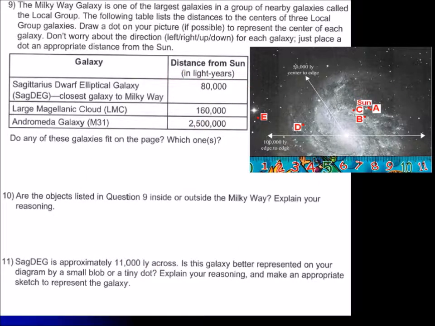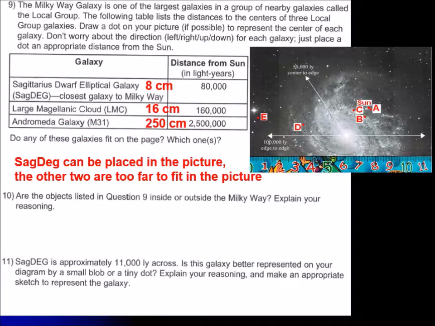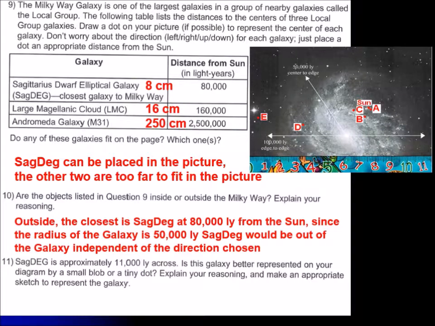So the first question is, do any of these galaxies fit on the page? Which one? Well, Sag is the only one that can be placed in the picture, but the other two are outside. Next question, are these objects outside the Milky Way? Well, Sag can be inside, the other two are going to be outside. The closest is Sag Deg, but it could be outside the galaxy. This is 8 centimeters. So if we come this way, it's going to be inside. It's going to be outside if we point in this direction, but it could be inside if we point in this direction.